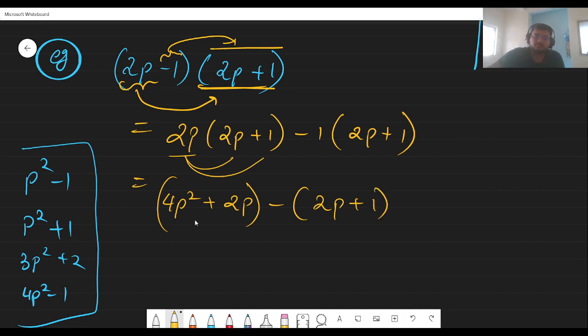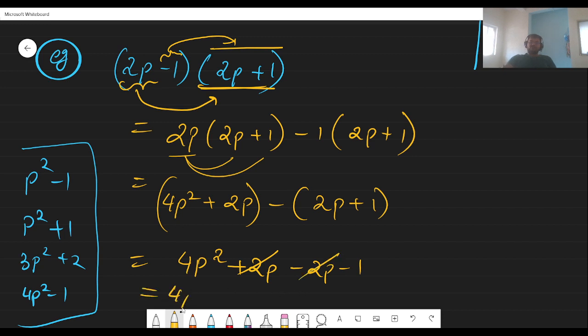Now I can open the parenthesis on both sides. It will give us 4p square plus 2p from the first bracket, minus 2p minus 1. See, a negative sign is there, so as soon as you open the bracket, this negative 1 multiplies with each term, and they get the negative sign. Now I can see that 2p and minus 2p cancel, and we are left with 4p square minus 1. This is our D option.